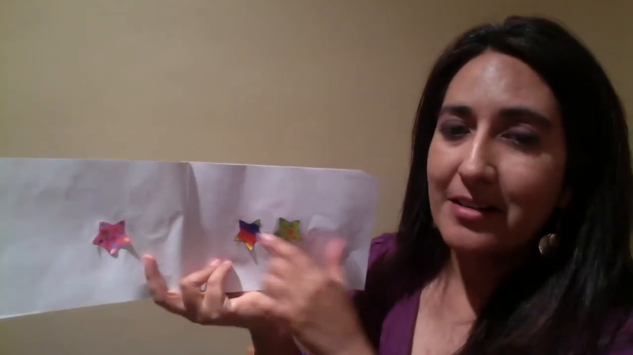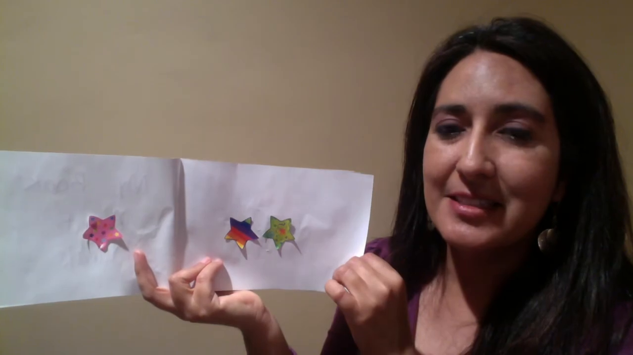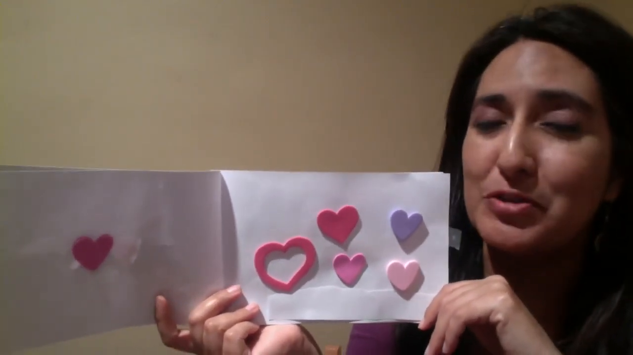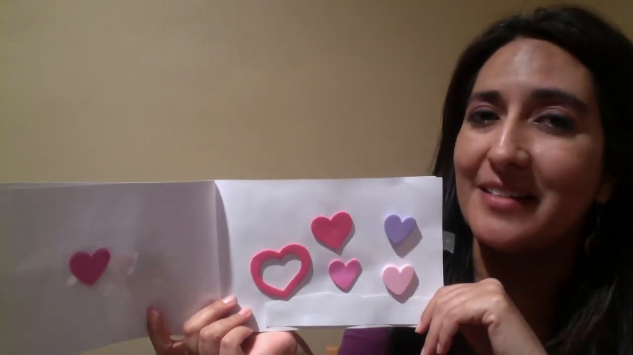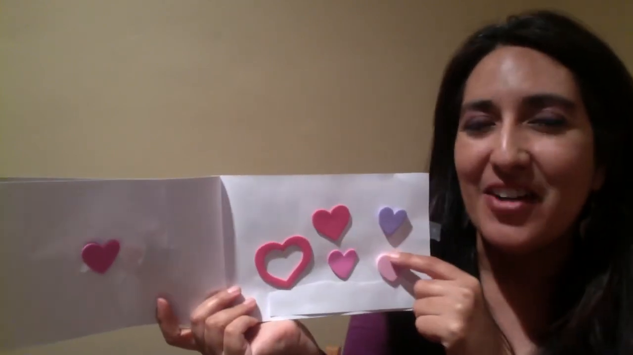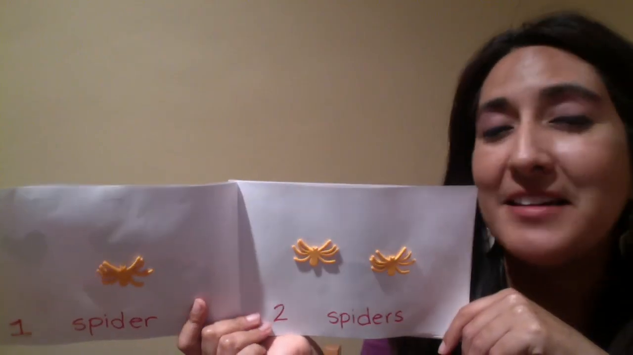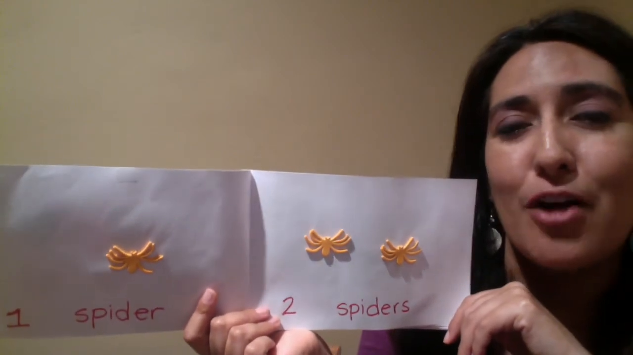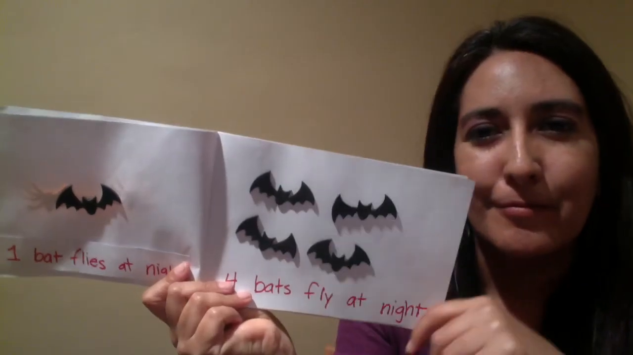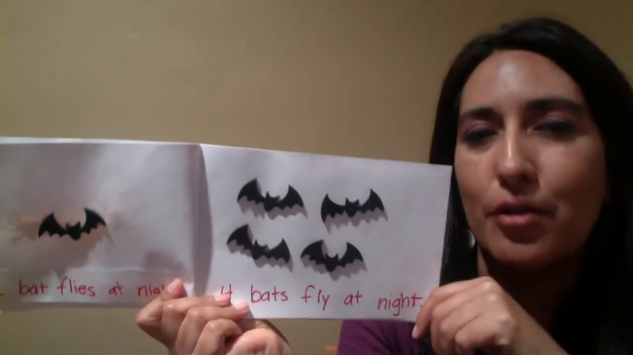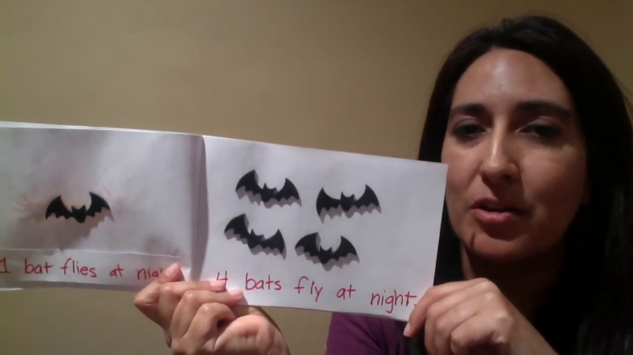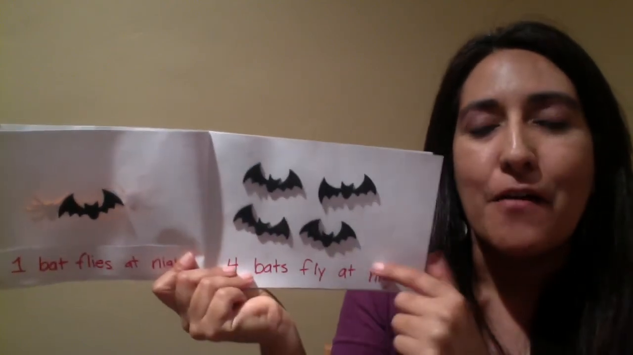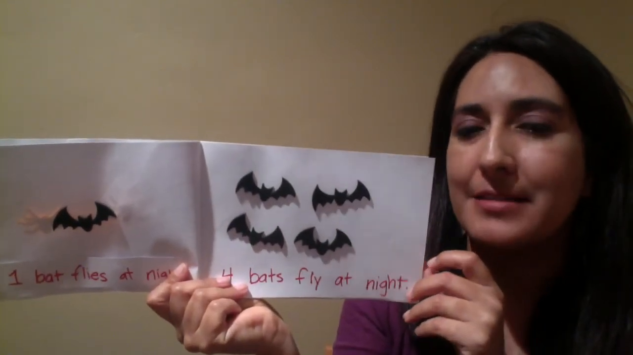One star, 2 stars. After the child makes several pages, they will have a great book that they can use to practice their plurals in therapy. 1 heart, 5 hearts. Depending on the level of your student, you may want to incorporate words so that the child can see the words that go along with what they are saying. If appropriate, you can even incorporate sentences and potentially work on various grammar goals at the same time. 1 bat flies at night. 4 bats fly at night.